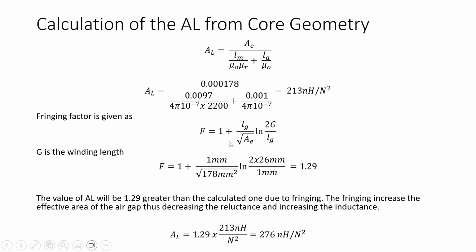This can be calculated with this equation, and if we plug in all the values of the air gap, the cross-sectional area and the winding length, we get a factor of 1.29. So we have to multiply this 1.29 with this value to incorporate the effect of the fringing. Then we will get a value of 276. So for the air gap of 1 millimeter, we get an AL value of 276.